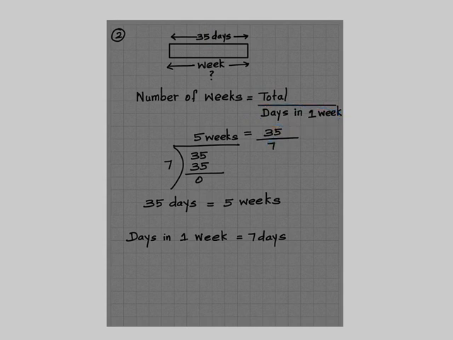So when we divide, write the dividend inside, divisor outside, and how many 7 goes in 35? Yes, 5 times 7 is 35, or 7 times 5 is 35. So write the 35 down here and subtract 35 minus 35, which is 0. So now we have converted the days into weeks. So the answer is 5 weeks.